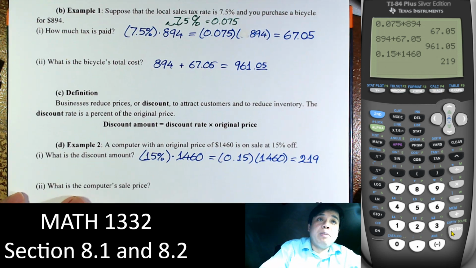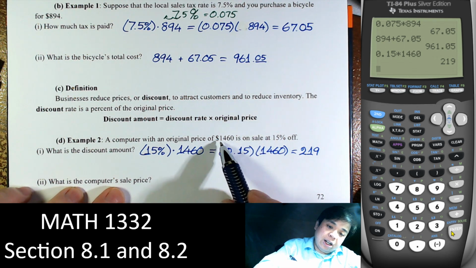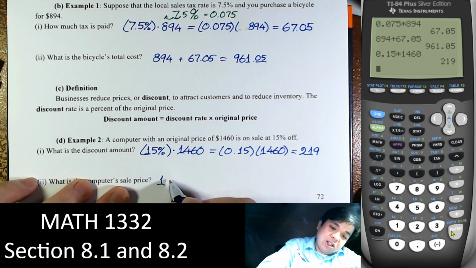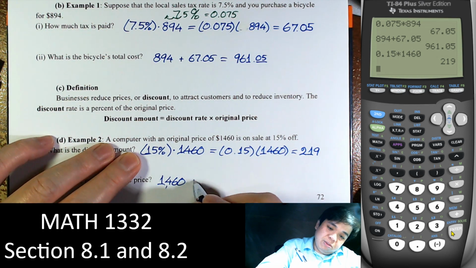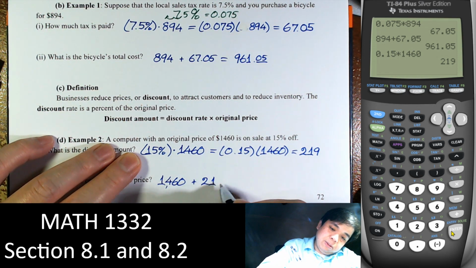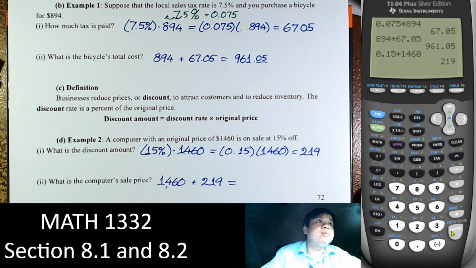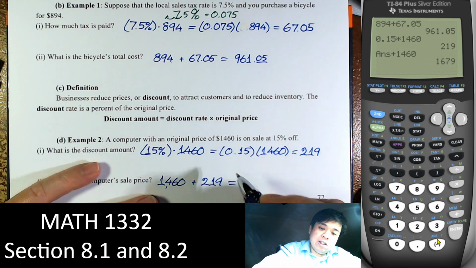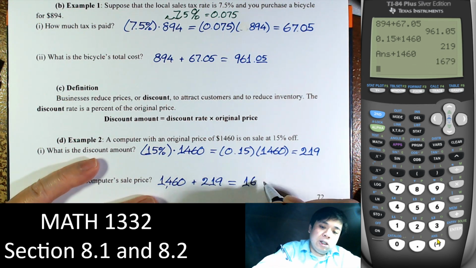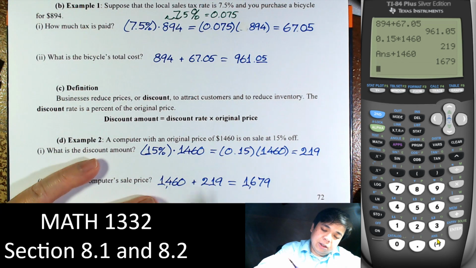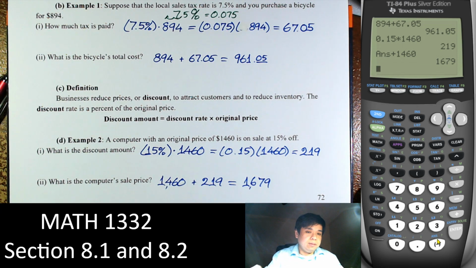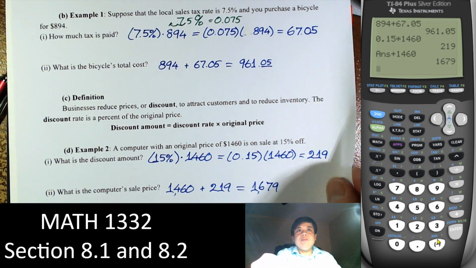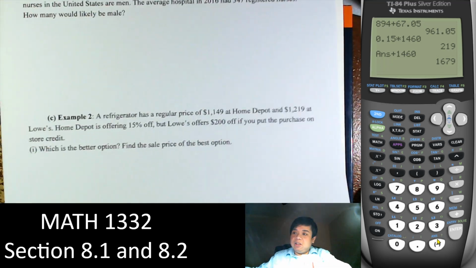And what is the computer sale price? So we're going to take that, subtract, because that is the discount. So for discount, we subtract; the sales tax is added. That gives us 1679. Right, so that is the discount and the sales tax.